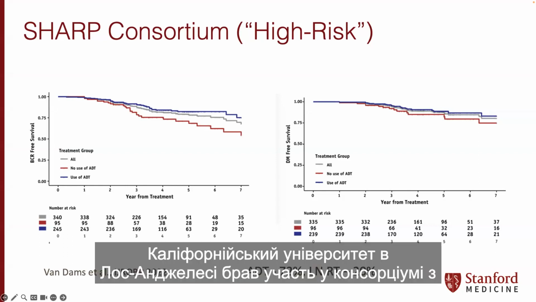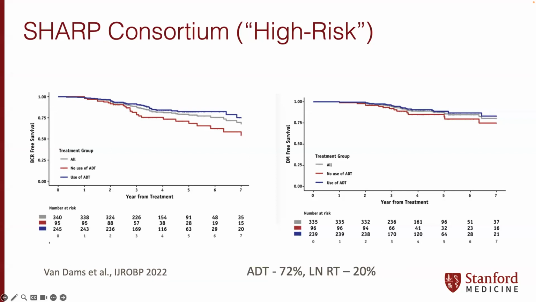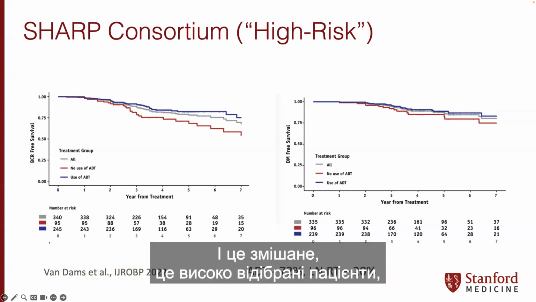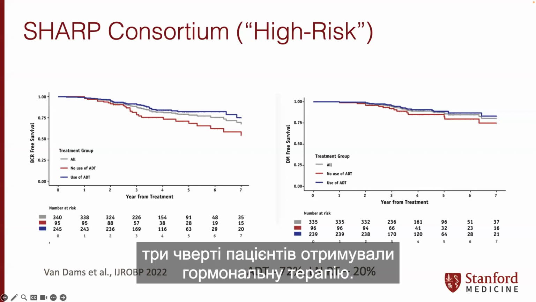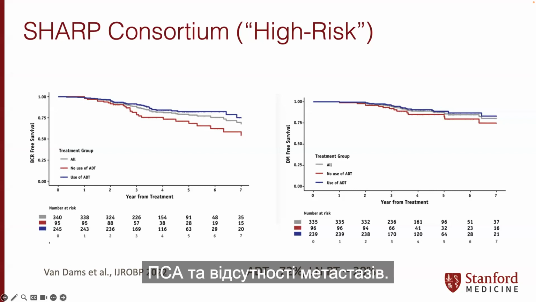UCLA has participated in a consortium of treating high-risk patients with SBRT, and these are the results here. It was published in the Red Journal in 2022. It's highly selected patients, with varieties of treatments. 20% of patients got lymph node treatment, and 3/4 of patients got hormone therapy. Here are the cohort results in terms of PSA failure and freedom from metastasis.